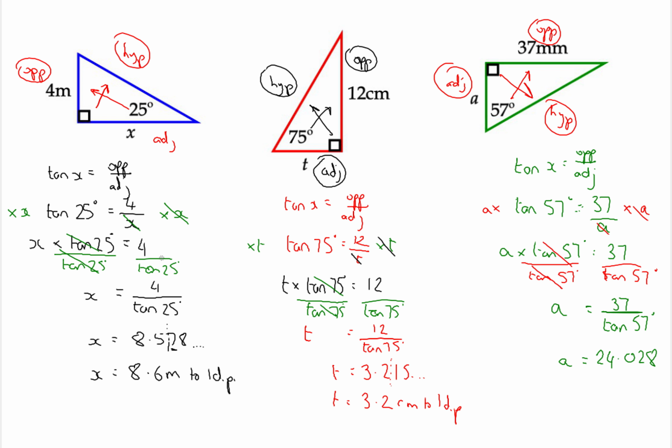That makes sense. In the second one, our T is 3.2. We would expect that base line to be smaller than 12 centimeters. So it's about a wee bit of common sense without being too beholden to the picture. So 24.028, we can round to 24.0 millimeters to 1 decimal place. Okay, so that's the first 3.